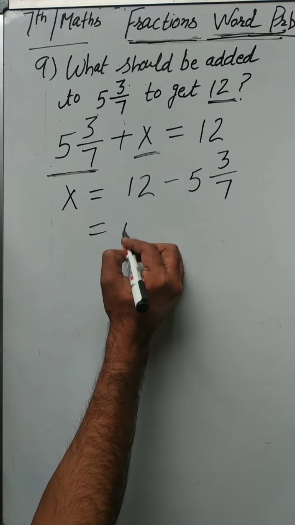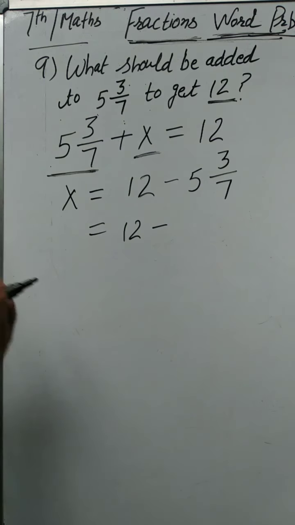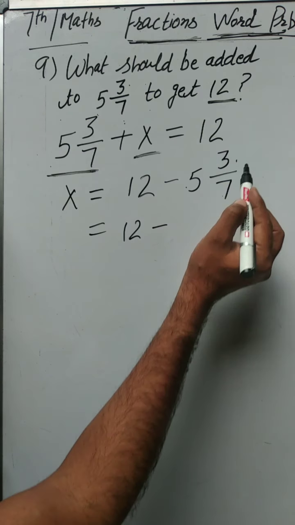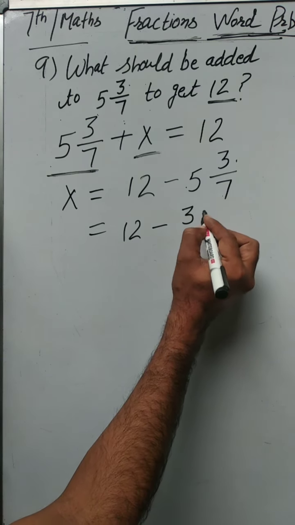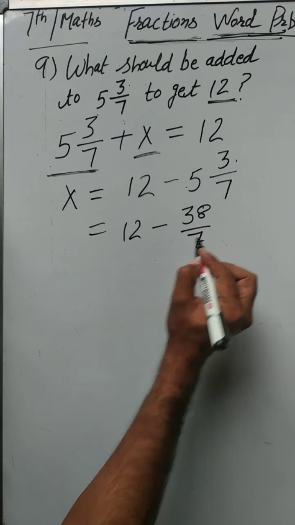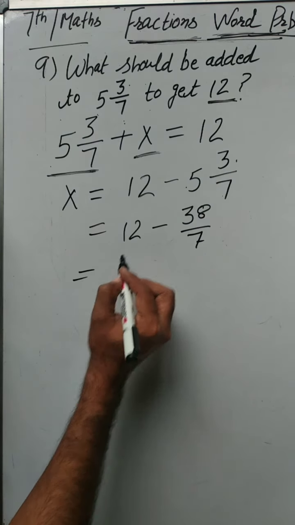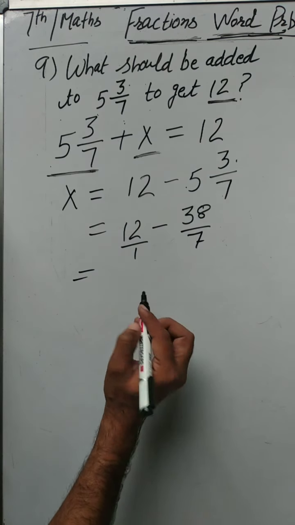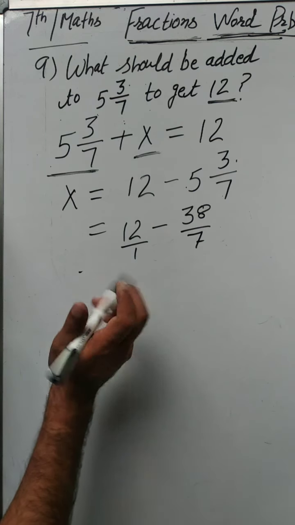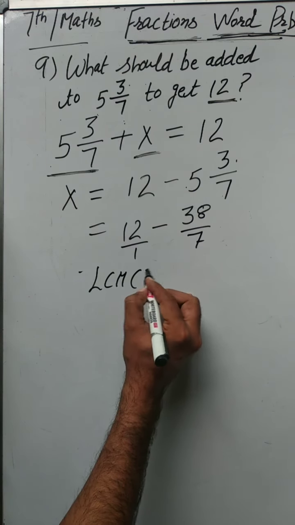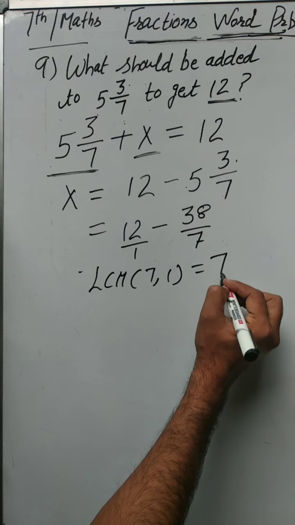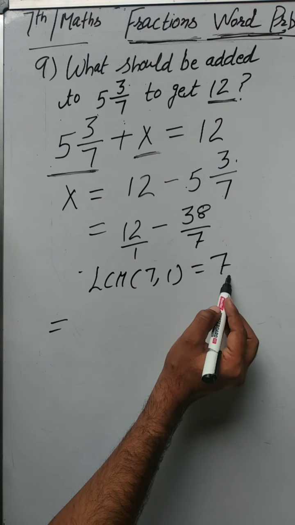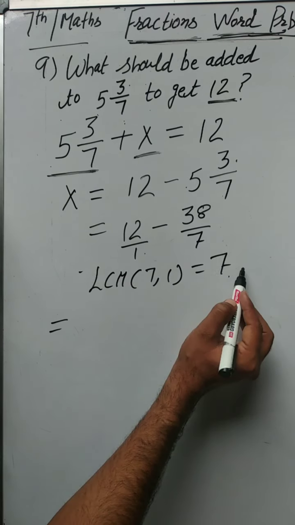Understood beta? This is a mixed fraction. You know how to convert it into an improper fraction. I explained in the previous video. Now 7 5s are 35. 35 plus 3 is equal to 38. So it becomes 38 upon 7. Now here, beta, the denominator of 12 is 1. So LCM of 7 and 1 is 7. So you have to change the denominator into 7 for both fractions.